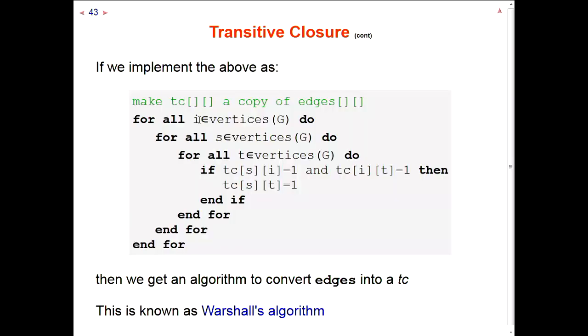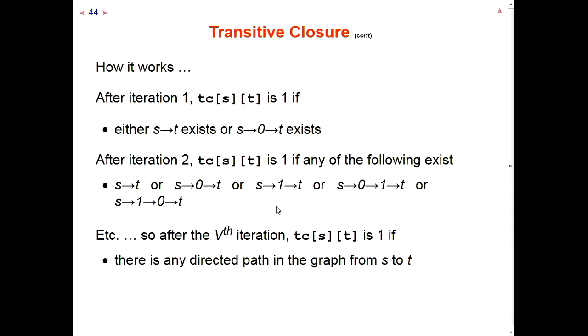And why is that so? Well, we start with the first vertex. If we do that systematically, we would start with 0, and we would be looking for all paths of length 2 that go through 0. Now, the interesting thing is, as you go through that outer loop, you will see that you cater for larger and larger, longer and longer paths. That is, given that after iteration 1, you have a direct connection from S to T in the transitive closure matrix, if there exists that path of length 2.